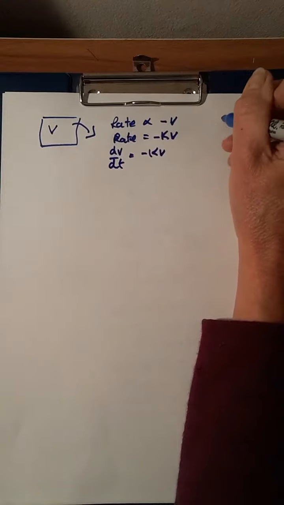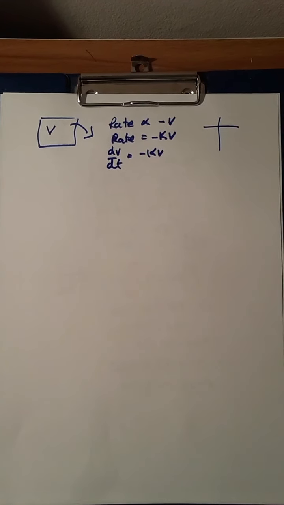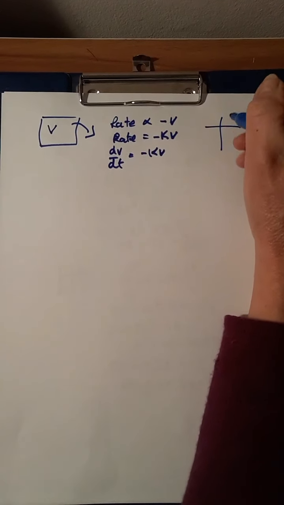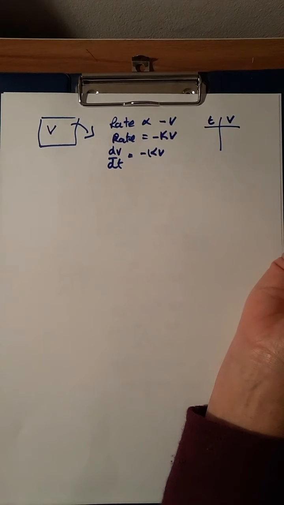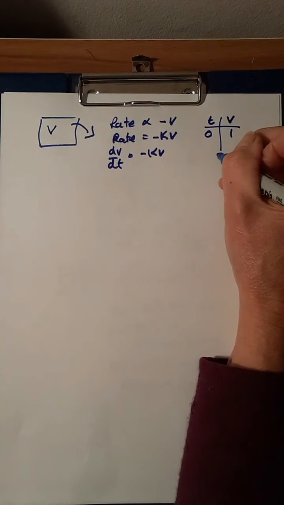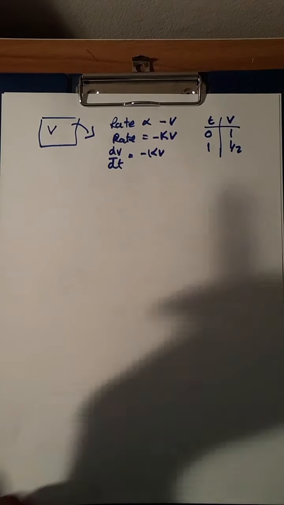Okay, so the question asks me to find how many more minutes it will be until it's 1/5 full. It takes an hour for it to be half full, so I'll use that information first of all. I've got time and volume as my variables. At time 0 it's full, and after 1 hour it's half full. So I'll use that to help me find k.